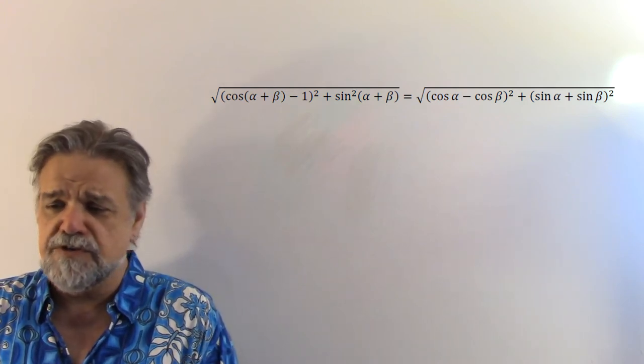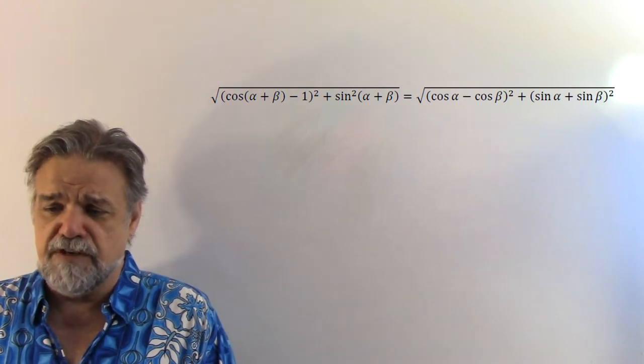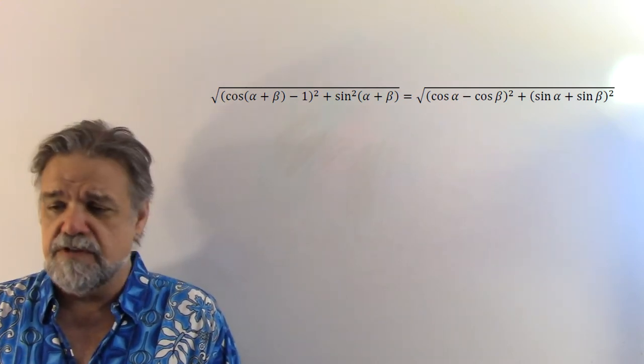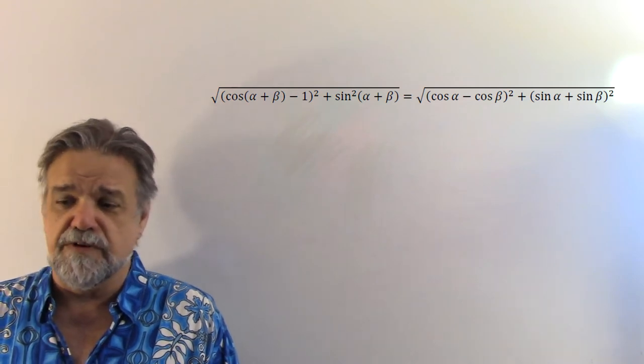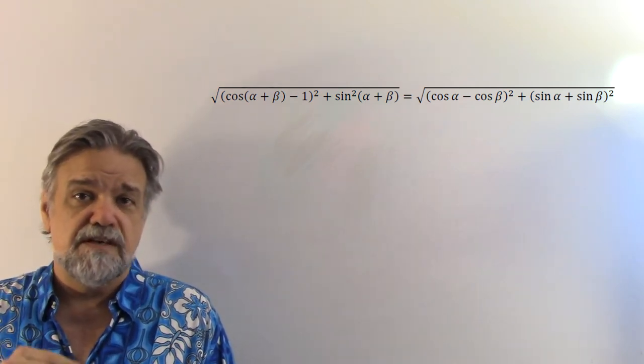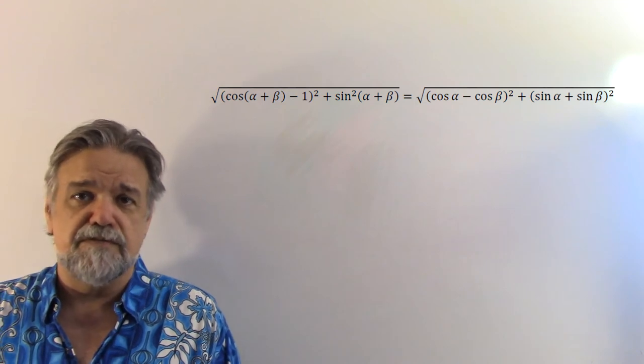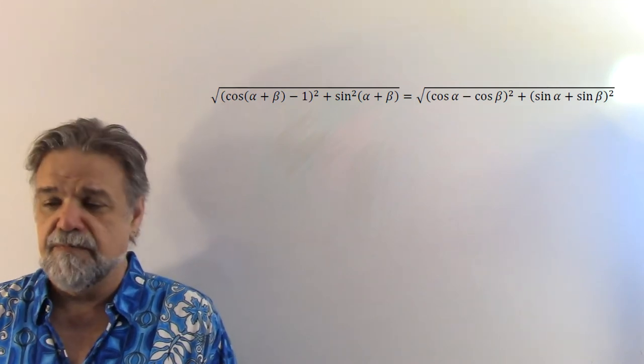And then on the right side of the equation, we have cosine of alpha minus cosine of beta, squared. Those are the two x coordinates, plus sine of alpha plus sine of beta, squared. Those are the two y coordinates. I said sine of alpha plus sine of beta squared because we're doing sine of alpha minus negative sine of beta. All right.